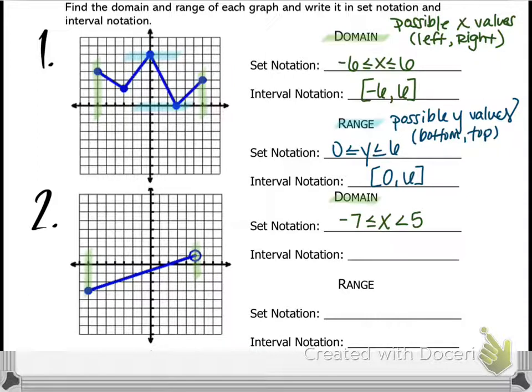And then I write my interval notation. I have -7 with a closed dot, so it's going to be a bracket there. And then 5 is an open dot, so I'll have a parenthesis right there.